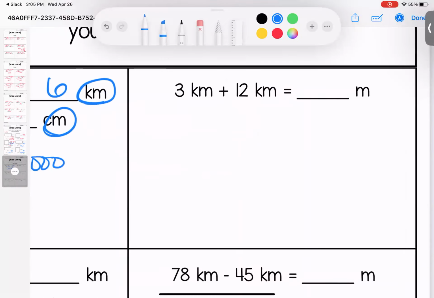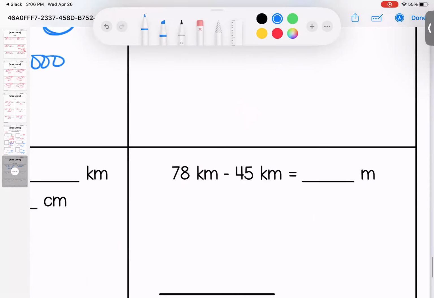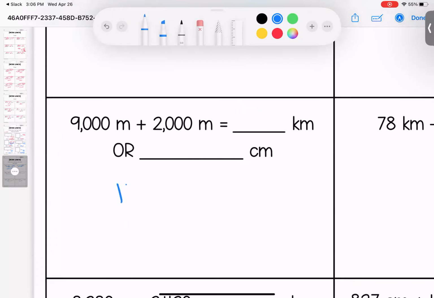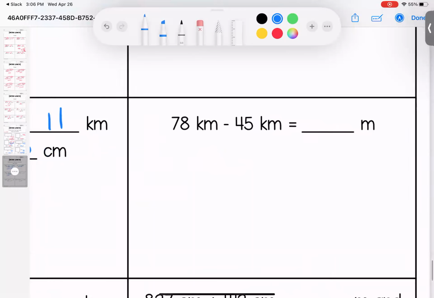Over here, 12 plus 3 is 15 kilometers. In meters, I multiply that by 1,000, 15,000. 9 plus 2 is 11,000 meters. To turn it into kilometers, I have to divide by 1,000, which is 11. To turn it into centimeters, I have to times by 100, which means I'm adding my 2 zeros. 1,100,000. 78 minus 45 gives me 33 kilometers. To make it meters, times it by 1,000.